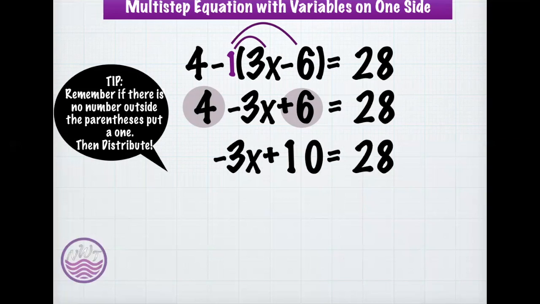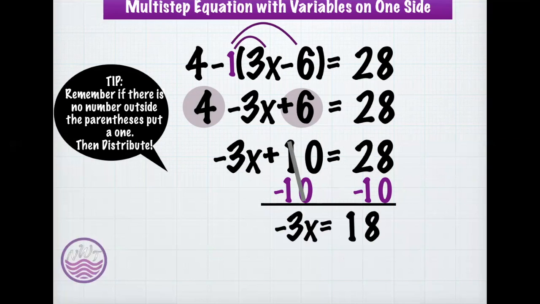Reminder, you do have to leave the variable to the last step. So I'm going to go ahead and leave that negative 3 alone and subtract the 10 to both sides instead. Keep your work organized by crossing out those 10s. And we have negative 3x equals 18.